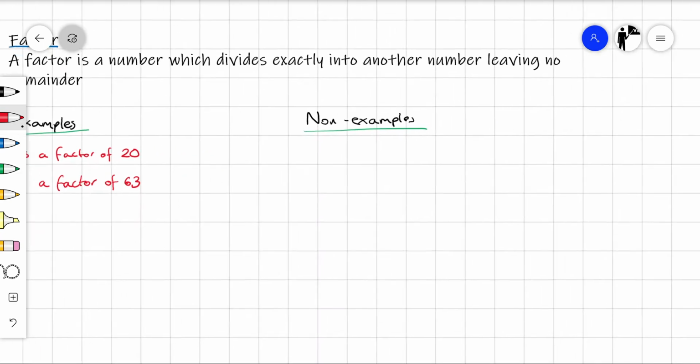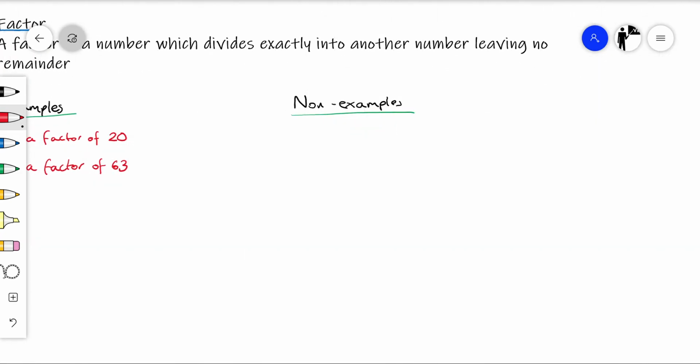Okay, if we have a look at some non-examples, let's say 9 is not a factor of 20. 9 is not a factor of 20 because 9 does not divide exactly into 20. 20 cannot be divided by 9 exactly. Let's say 3 is not a factor of 7 because 7 can't be divided exactly by 3 without having a remainder.